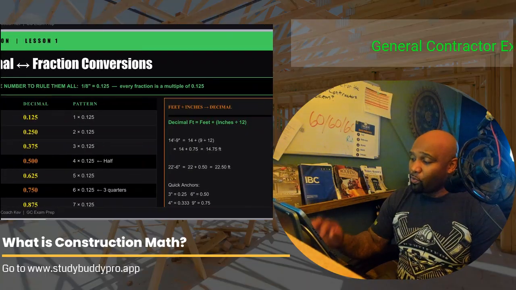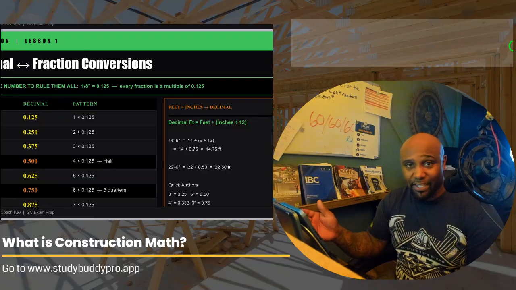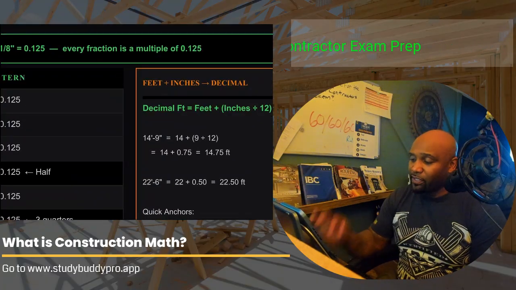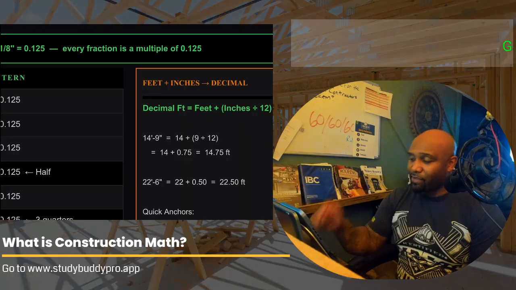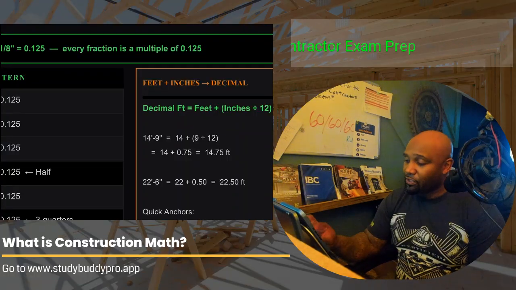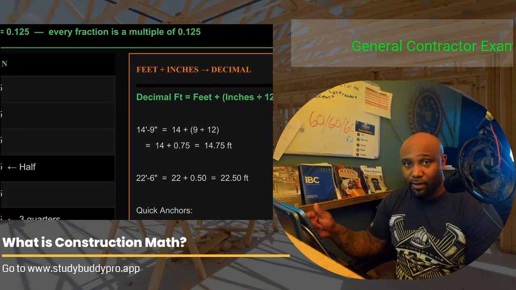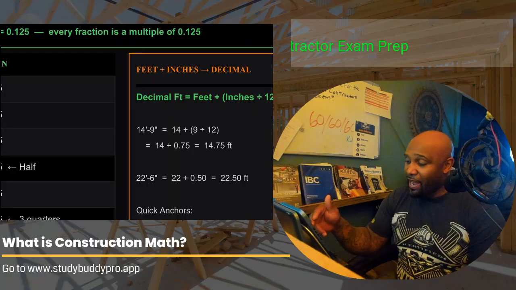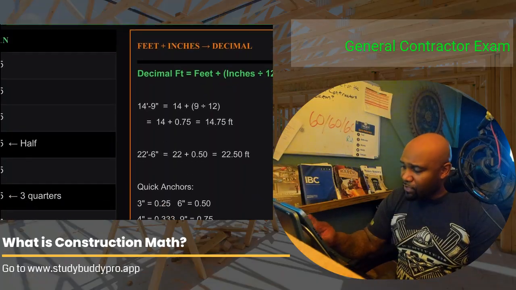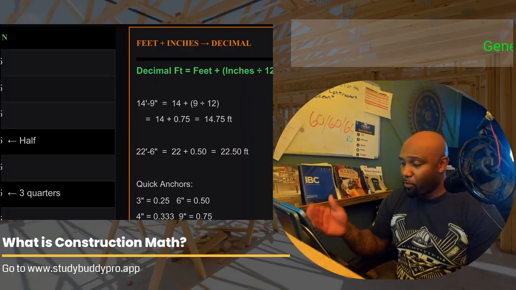And then, what happens when we've got feet and inches and we need to convert the inches over to a decimal? Because we can't multiply feet and inches into each other. So if we've got 14 feet 9 inches, we've got to convert the 9 into a fraction, or into a decimal. And so here we make it 0.75, equals 14.75, because 9 inches is 75% of a foot. Same thing with 22 feet and 6 inches. It's going to be half of a foot, so it's 0.50.